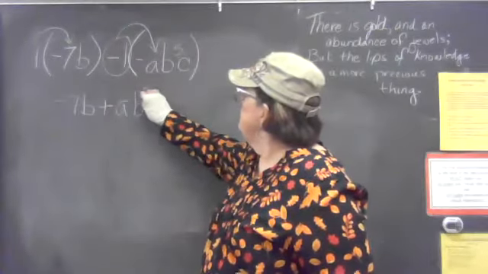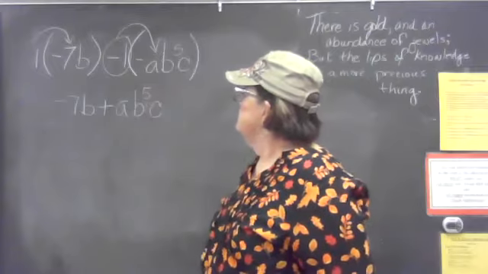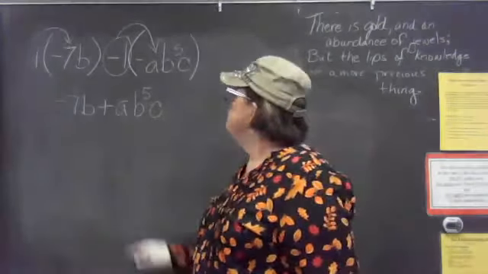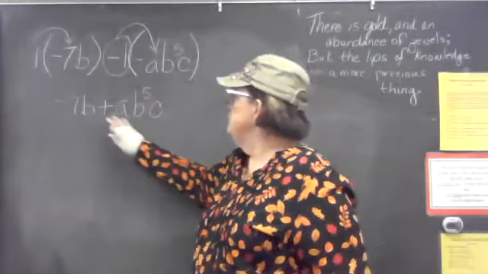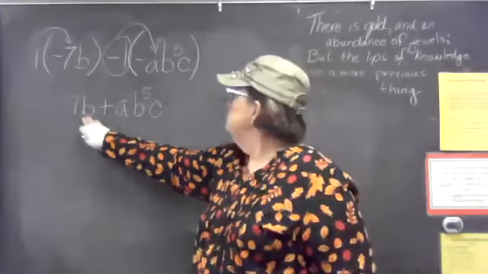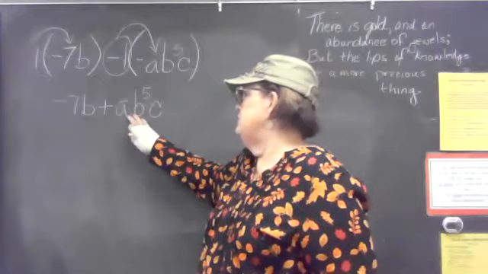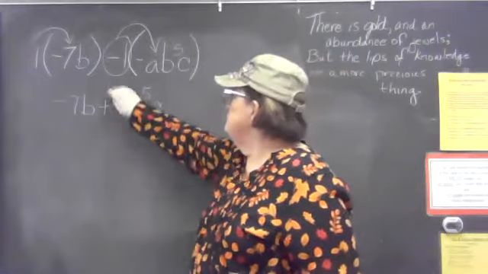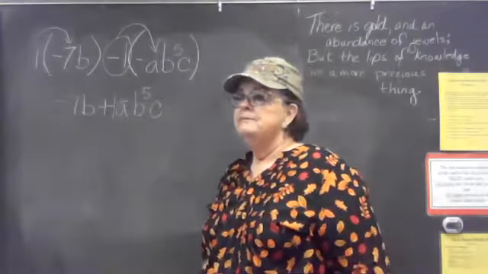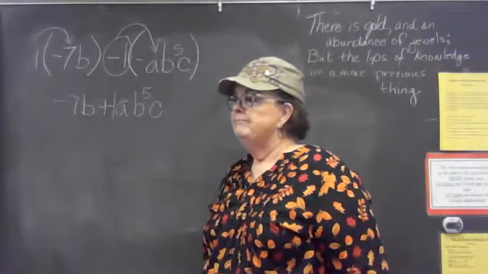A, b to the 5th, c. And the last thing you do here is you look at the two terms. There's just two terms here. Here's a b to the 1st, and here's an a, b to the 5th, c. They're not common terms. This is one, but they're not common terms, right? So we're done. This is it.